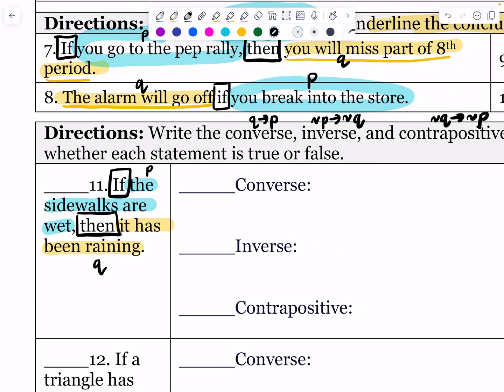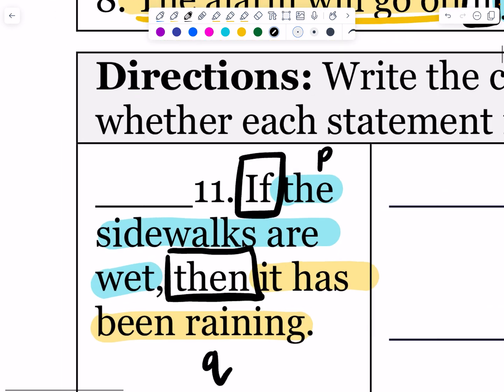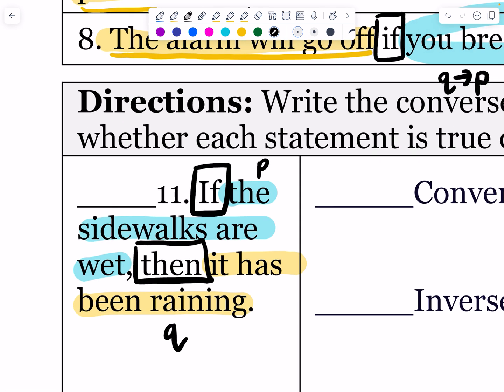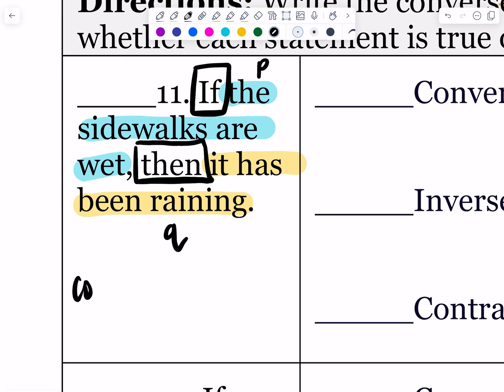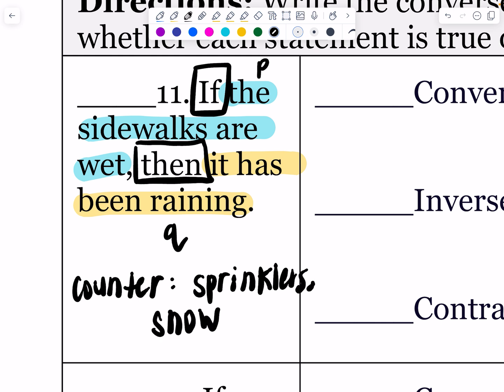And immediately I want to say true because I'm like, yeah, if the sidewalks are wet, it has been raining. But the way that this is written, you have to ask yourself, are there any counterexamples? Is there anything that can make the sidewalks wet that is not rain? And so what are my counterexamples? My counterexample could be sprinklers going off, or spilling water. You could have snow that makes the ground wet. Whatever it is that you want to say, all you really need is one. So I'm just going to say sprinklers.